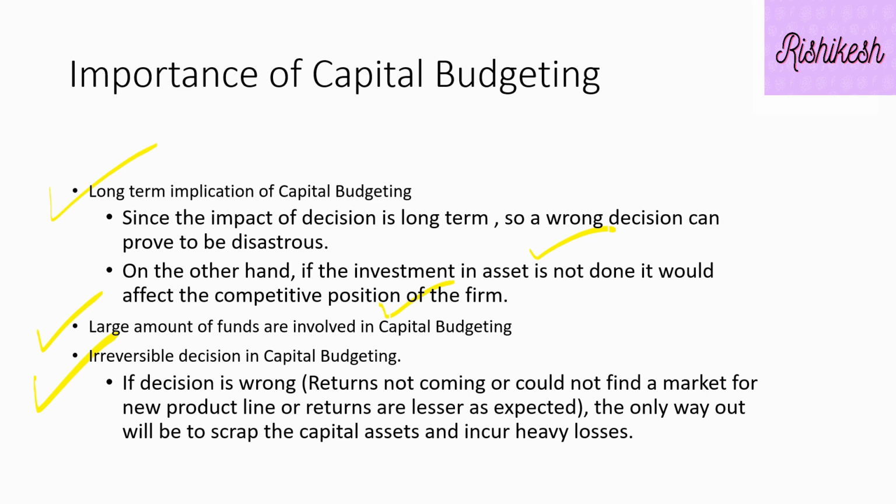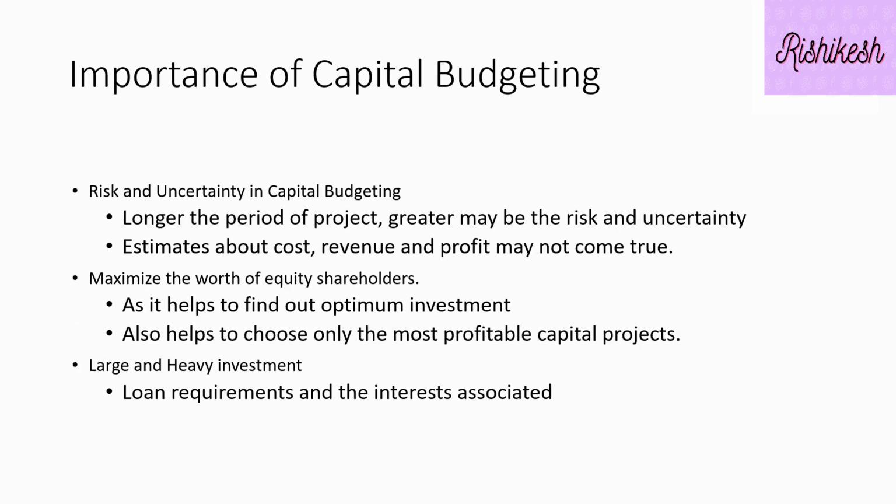All these ways go on to say that your decision to invest in a particular project has proven to be wrong, and once that happens, you cannot recover your capital. The only way is to scrap all that capital assets, and you incur heavy losses. So just to avoid this, that is why it becomes an irreversible decision, and that is why capital budgeting techniques become very important. So all these factors denote the huge amount of importance which capital budgeting has. The next importance is the risk and the uncertainty in capital budgeting.